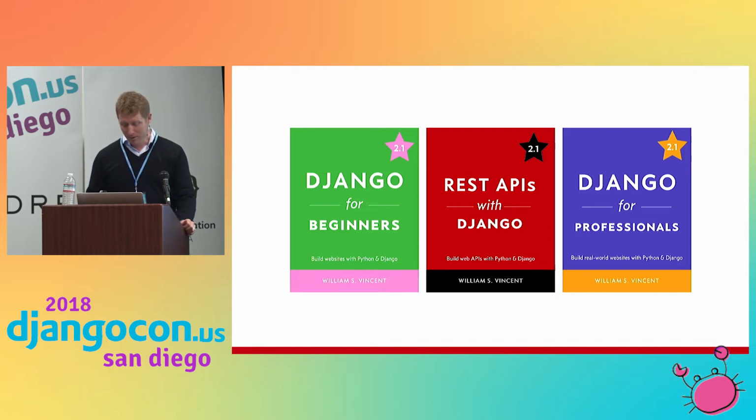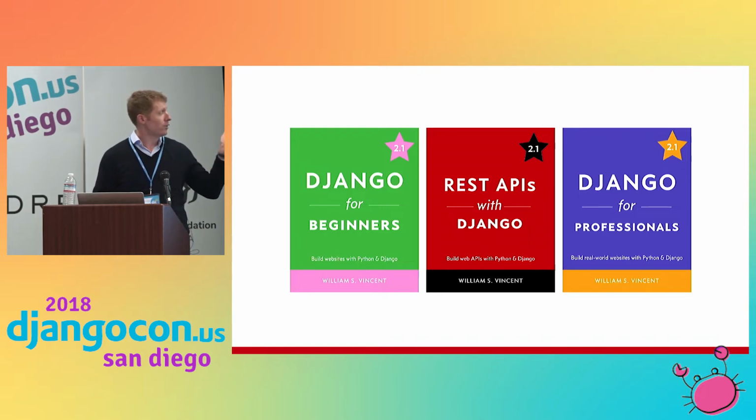All right, I've also written 2, soon to be 3 books on Django. It started off as my own notes. First one, Django for Beginners, you build 5 apps, starting with Hello World. Then REST APIs with Django. That's where a lot of the material for this talk comes from. And by the end of the year, I'll have a 3rd book, Django for Professionals.